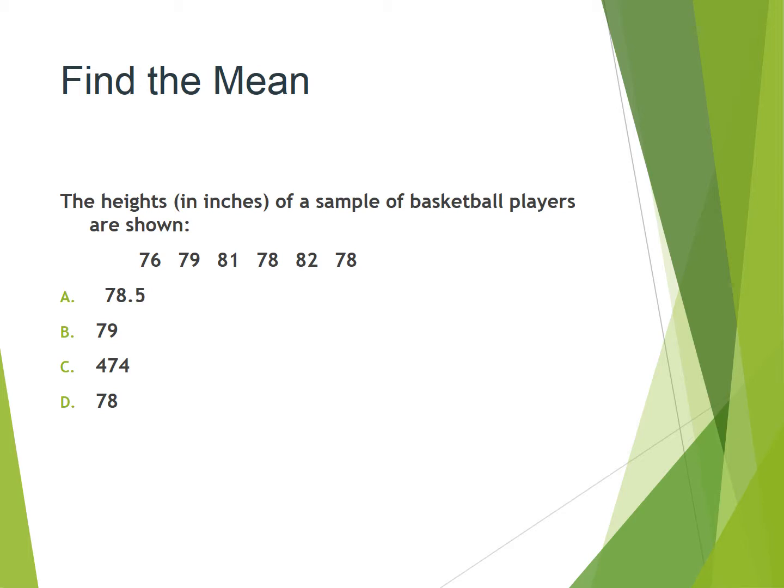So here we have the heights of 6 basketball players. I want you to find the mean of these heights. Pause the lecture for a minute, get your calculator out, and try to find the mean. Okay, so you added up all the values and you divided by 6, and you should have gotten 79.